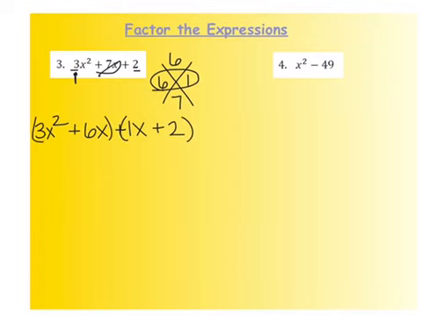So GCF of my first one, they both have an x in common and they both have a 3 in common. So I'm going to take a 3x out of these. When I do that, I'm going to be left with x plus 2.